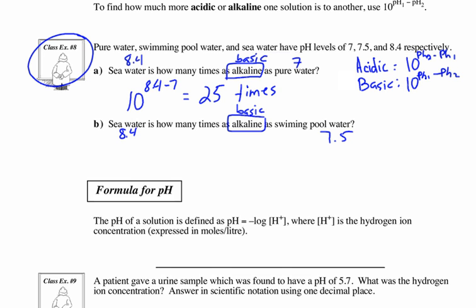Okay. All right. So if we're trying to see how many times more basic, do we expect it to be more basic or less basic than a swimming pool in this question? More. And so we're going to go which minus which then? 8.4 minus the 7.5, right? You can logically work your way through it based on knowing how a pH works, which gives us 10 to the power of 0.9, or should have had 8 times.